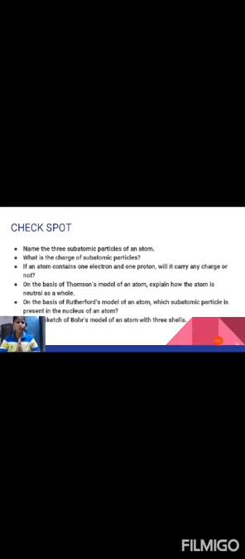Next is our check spot. Here we explained all the concepts. This is the check spot. You can check your understanding and the basic knowledge gained in this session.